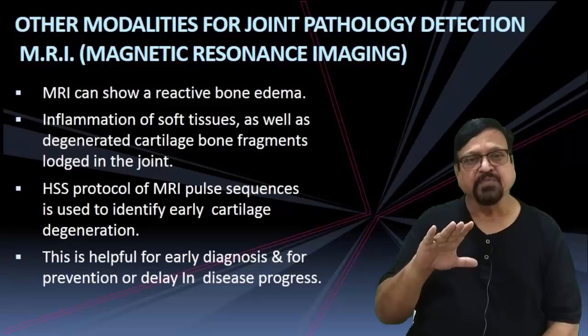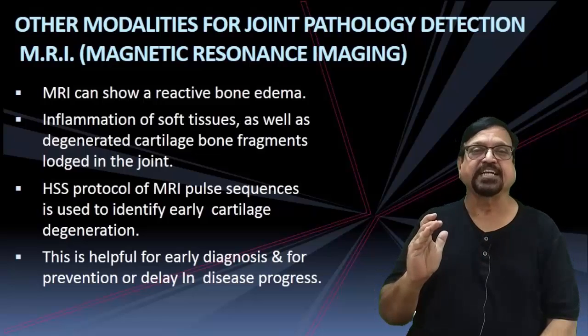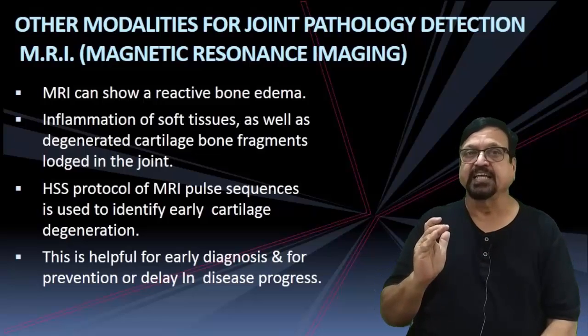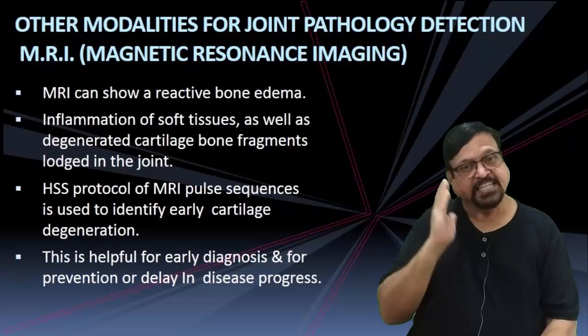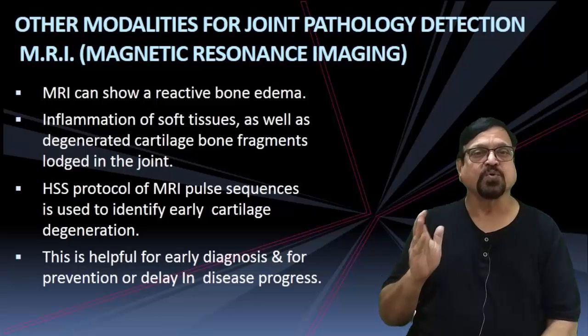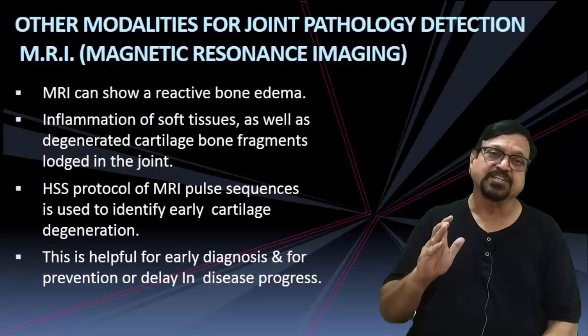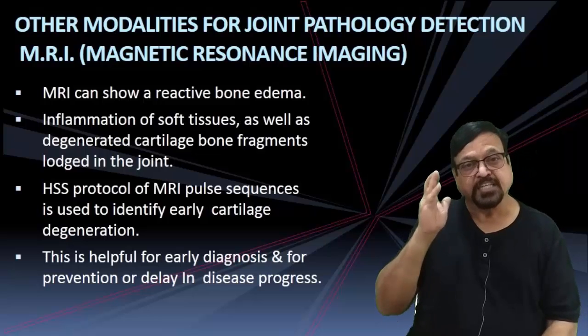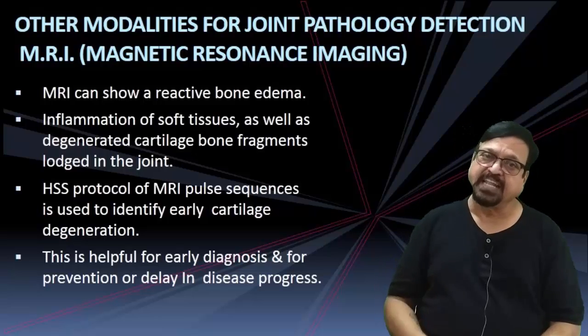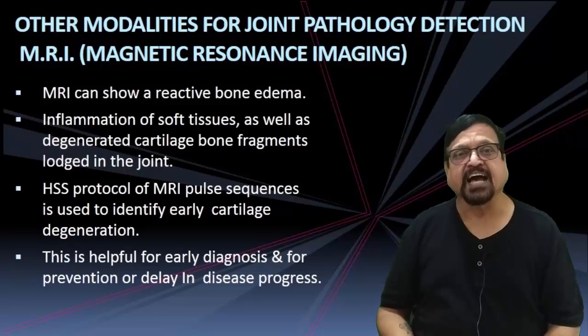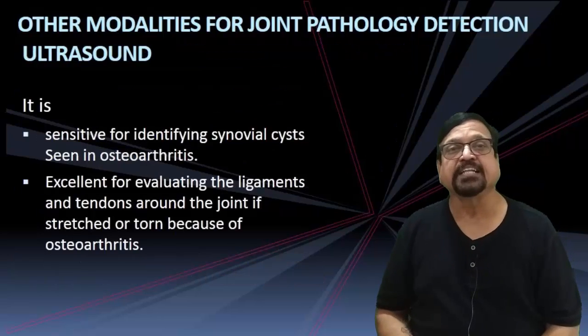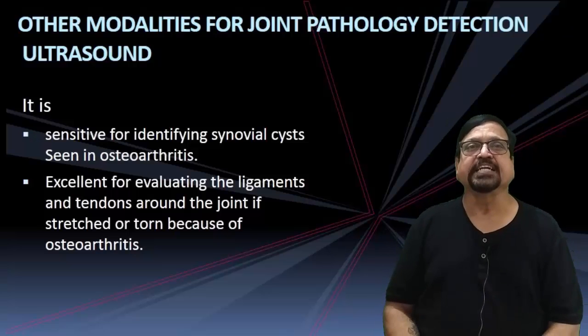It takes time for a radiological manifestation of certain diseases. However, when the X-ray is normal, MRI can still show us the changes. So one of the indications for MRI is when you are suspecting joint pathology but the plain X-rays are negative. Which are the other modalities for joint pathology detection?